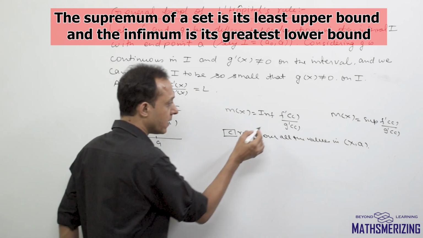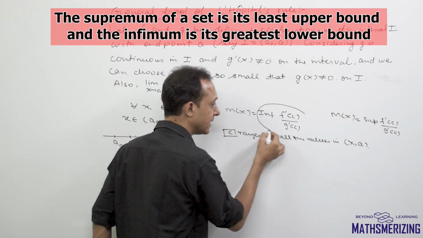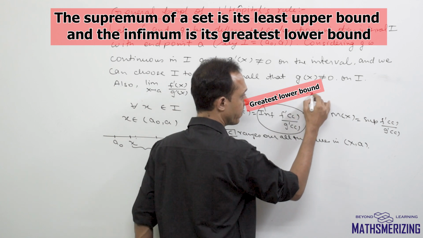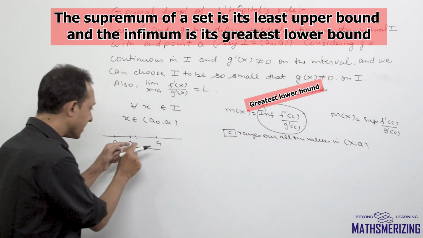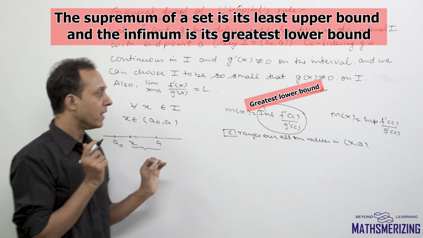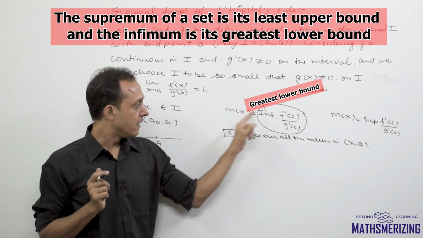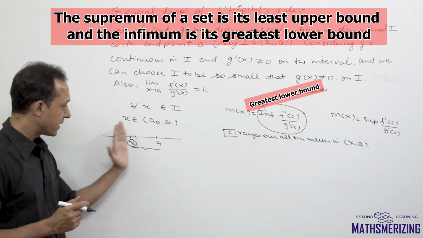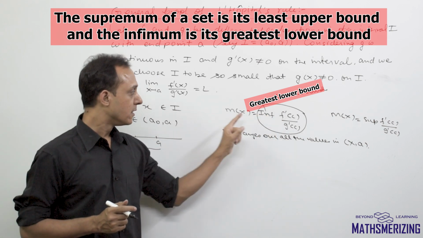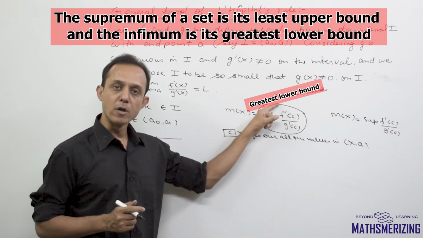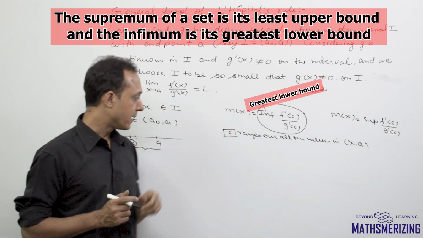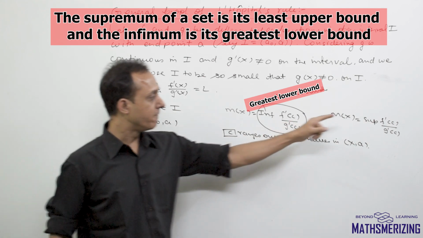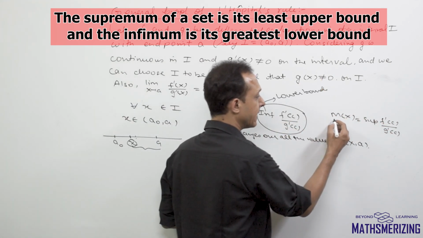We are looking for this infimum of f dash c upon g dash c. Now infimum is nothing but the lower bound. So it simply means in this interval x to a, the minimum value of f dash c upon g dash c, we have taken it as mx. Now because this value depends on x, if we change the position of x, this value may change. So we have taken this infimum or the lower bound of f dash c upon g dash c as mx, and in the same way, in this interval, the maximum value or the upper bound of f dash c upon g dash c, we have taken it as capital Mx.